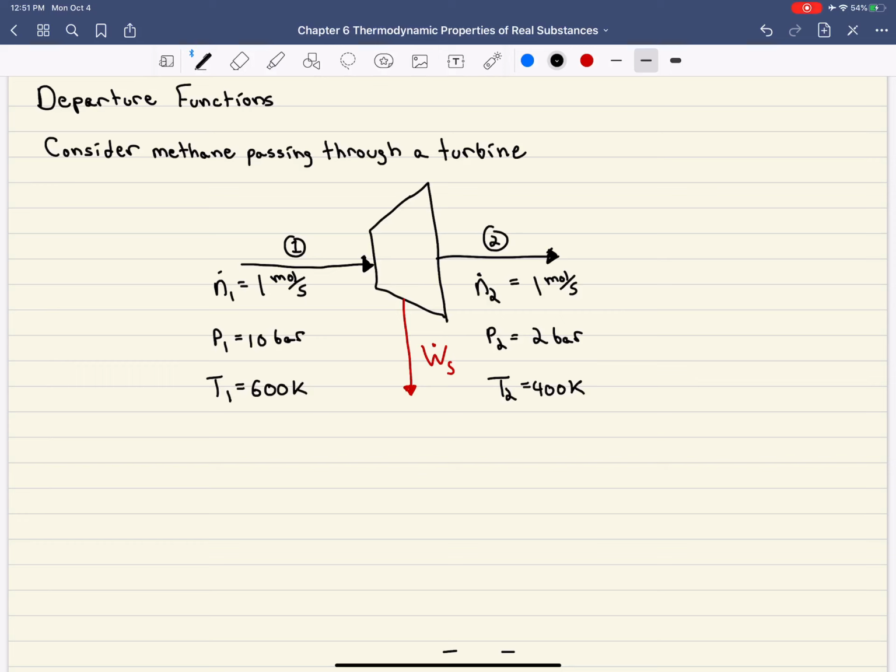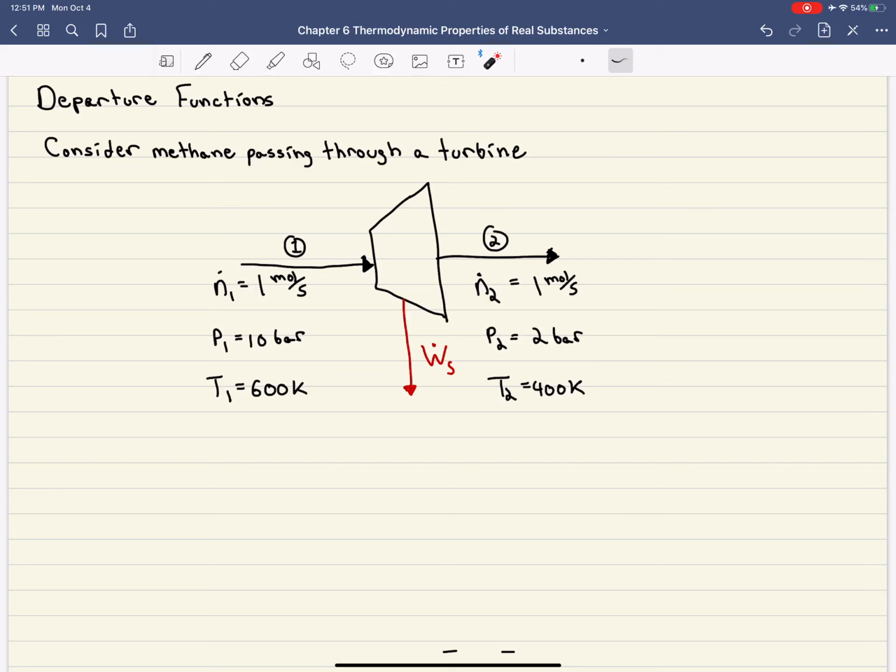For the last part of Chapter 6, I want to talk about a concept known as a departure function. To demonstrate this, I want to talk about one of our trusty model systems, the turbine. We're going to consider a turbine that has a gas passing through it, and that gas can be methane.